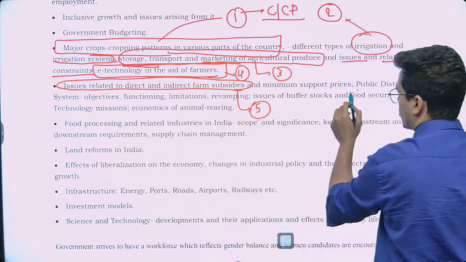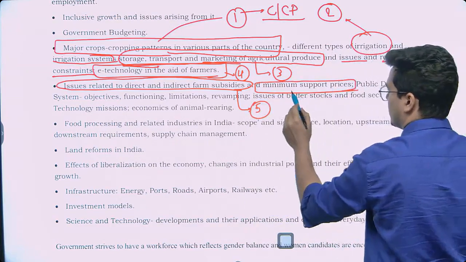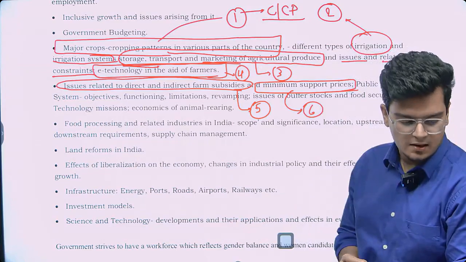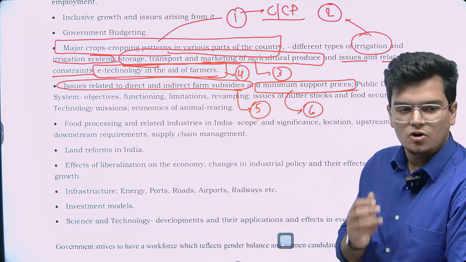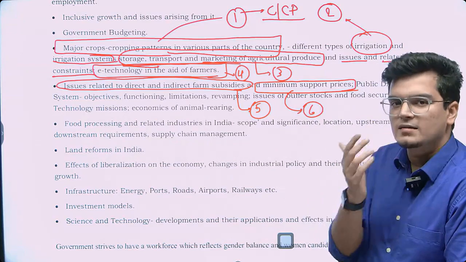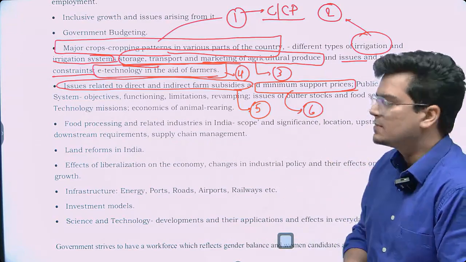Then minimum support prices. This year, most likely there is going to be a question on MSP since it has been specifically mentioned in the economic survey and there has been a farmers protest for legalizing of MSP. वो भी हम पढ़ेंगे इसी कोर्स में.